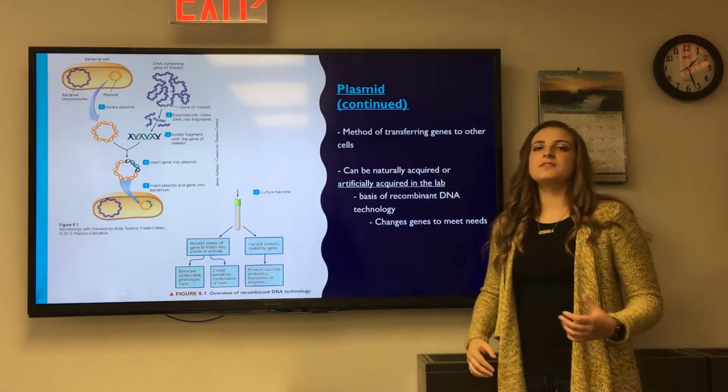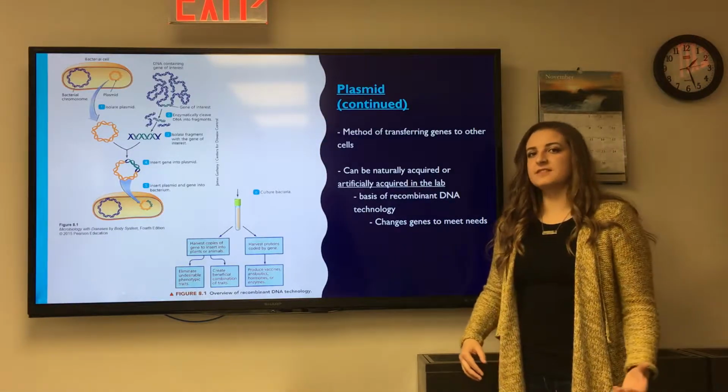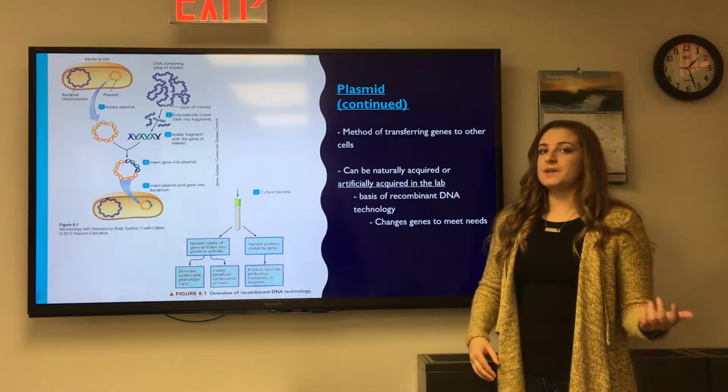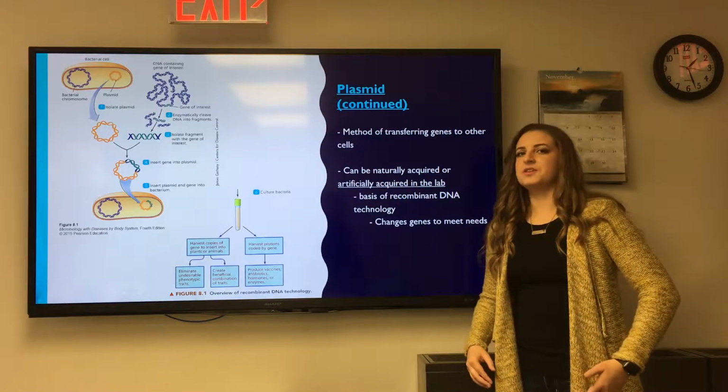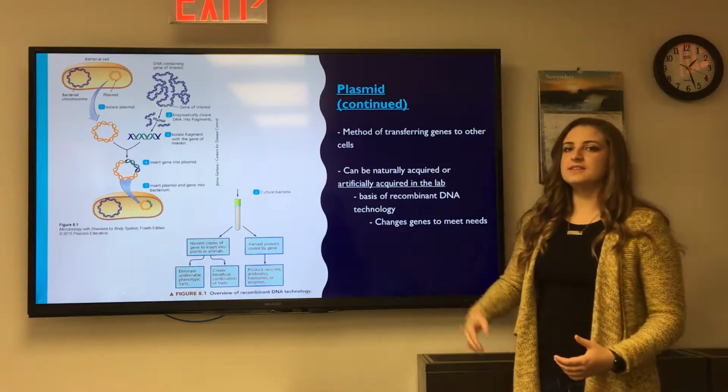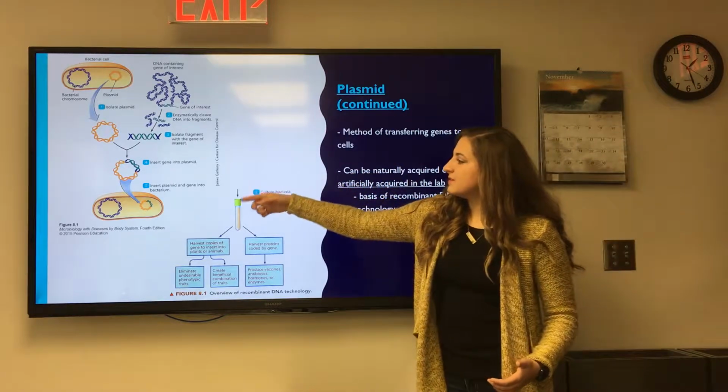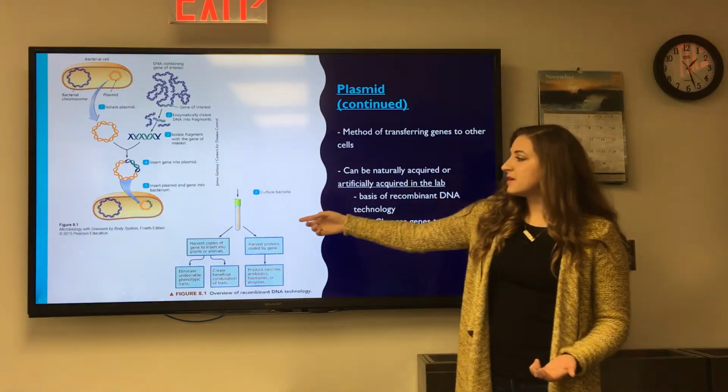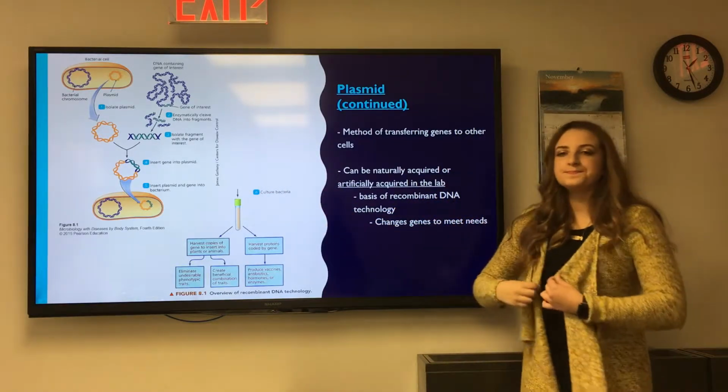One useful purpose of plasmids is to transfer these genes, which is the basis of recombinant DNA technology when done artificially. So it changes genes to meet needs. Here's an example in which the plasmid is inserted into the cell, and then a useful substance is synthesized.